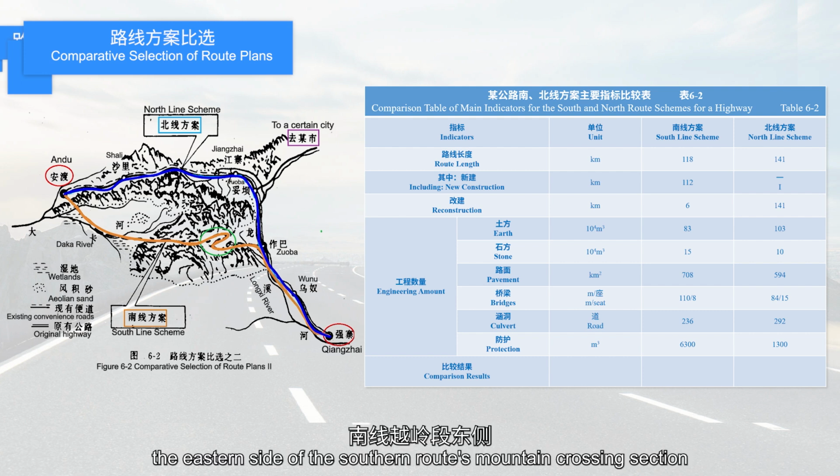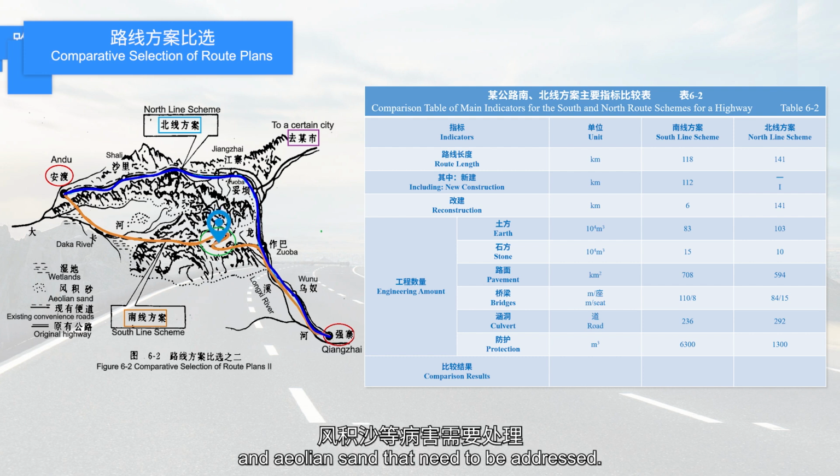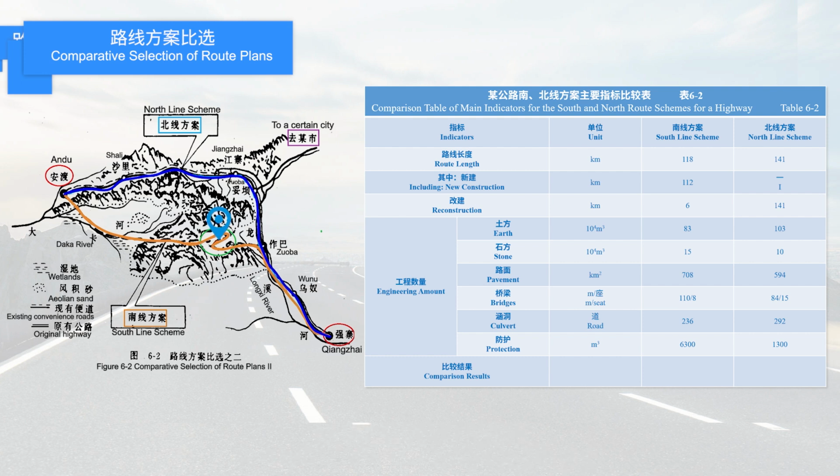Meanwhile, the eastern side of the southern road's mountain crossing section has low line shape indicators, concentrated engineering challenges, and issues like rock piles, landslides, and Aeolian sand that need to be addressed. The northern route, on the other hand, has flat terrain, no need for line extension, and higher line shape indicators.